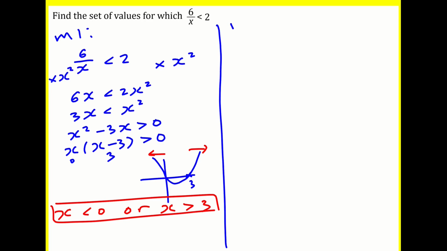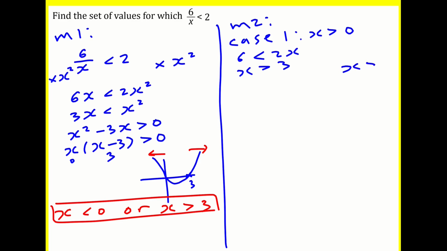Method 2. Case 1, x is positive. So 6 is multiplied through by x. 6 is going to be less than 2x. x is going to be greater than 3. And actually, x has to be greater than 0 and greater than 3. So overall, x is just greater than 3, because that will guarantee this one as well.